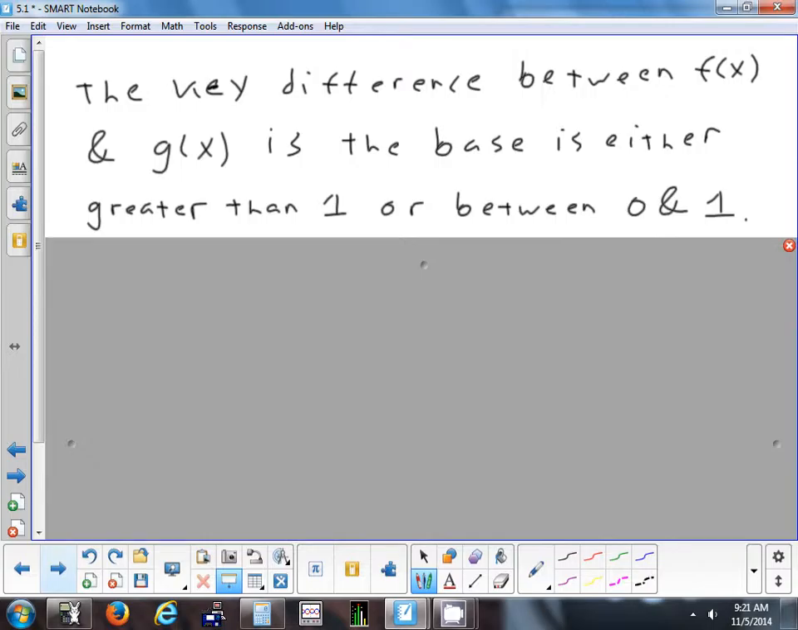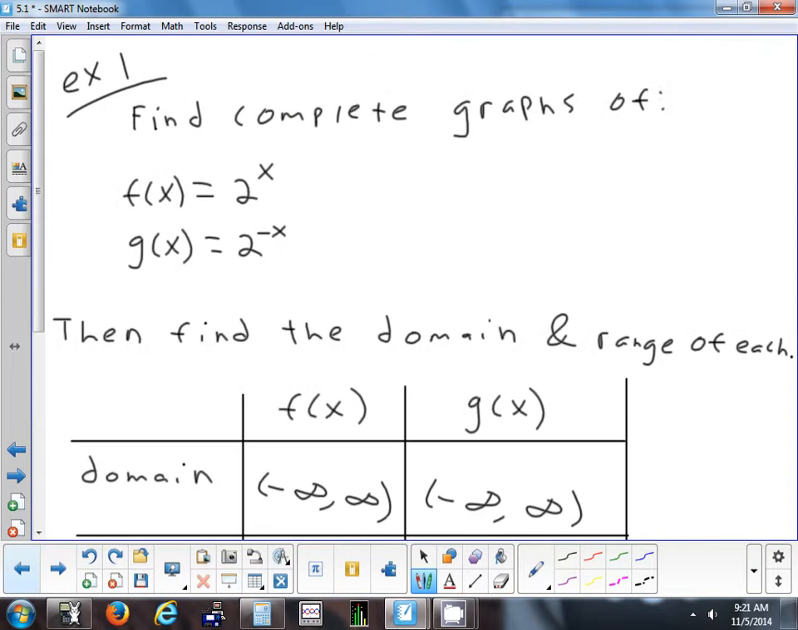So the key difference between those two functions, right, f of x and g of x. So this is g of x, but we could think of it as this. It's the same thing. We talked about if you want to get rid of that negative exponent, just flip your base. Here the base is 2. In g of x, the base was 1/2.